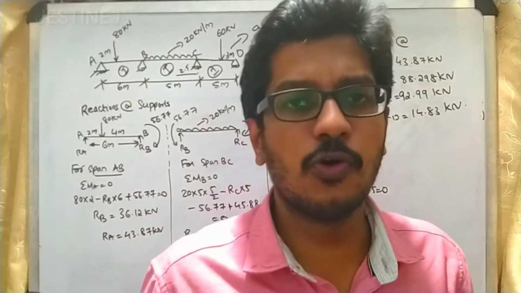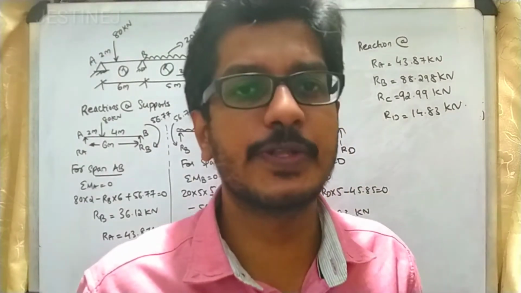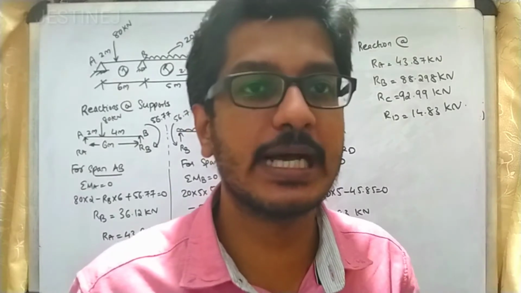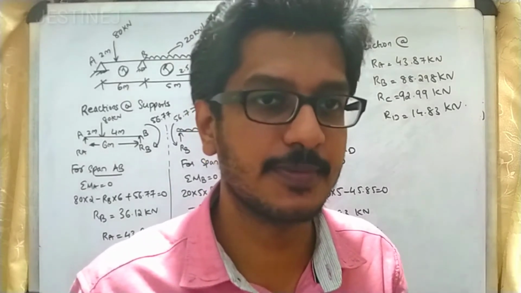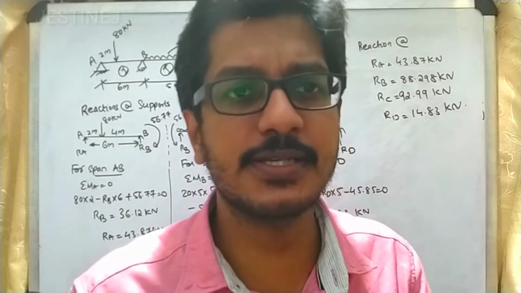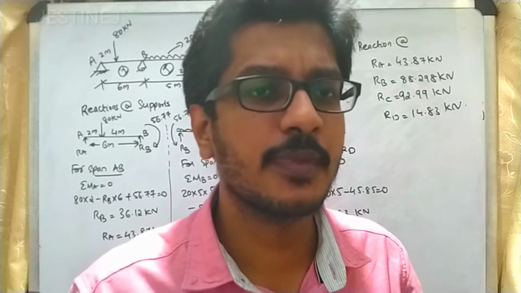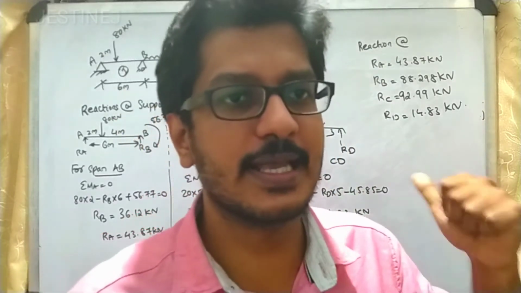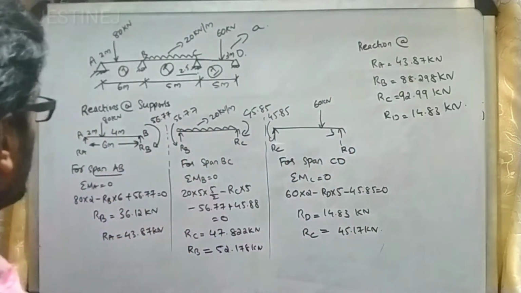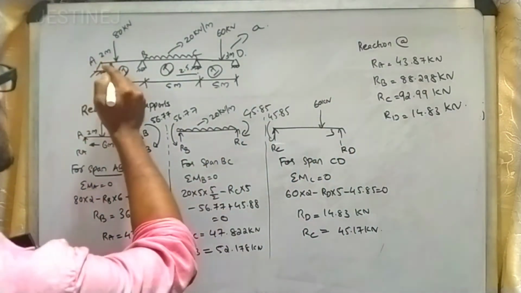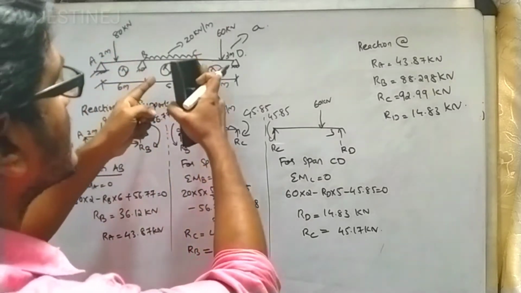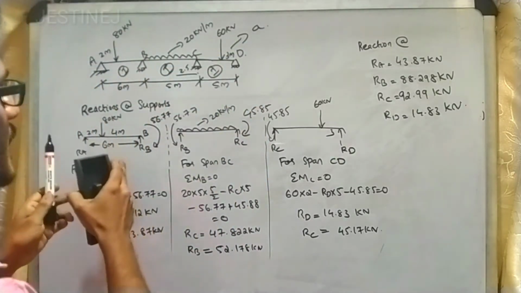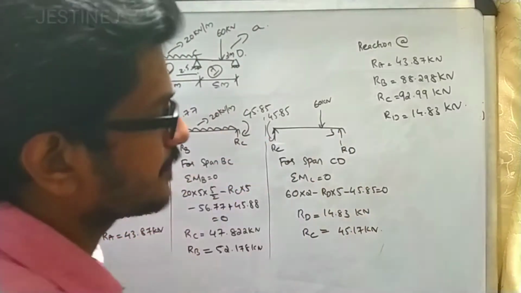Now we will move on to how to draw the shear force diagram. Before going to the shear force diagram, we need to find the reactions at each support. For finding the reactions, we have to split them into these different beams. I will show with this example. Here you can see that the spans are AB, BC, and CD portions. You have to divide them into AB, then BC, then CD.